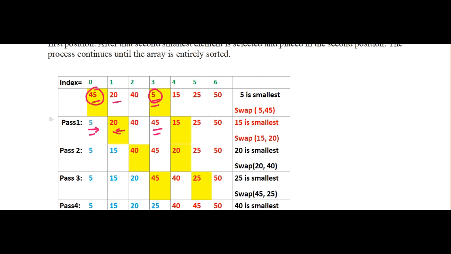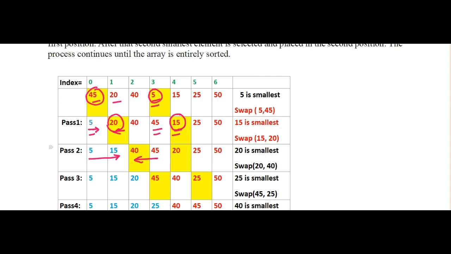Now in the remaining elements of the array, that is the unsorted array, we'll again select the smallest one, that is 15. Now the 15 is swapped with the first element of the unsorted array. The first element of the unsorted array is 20. So this 15 is swapped with the 20. So we'll now get the sorted array with the elements 5 and 15, and the unsorted array is the remaining one.